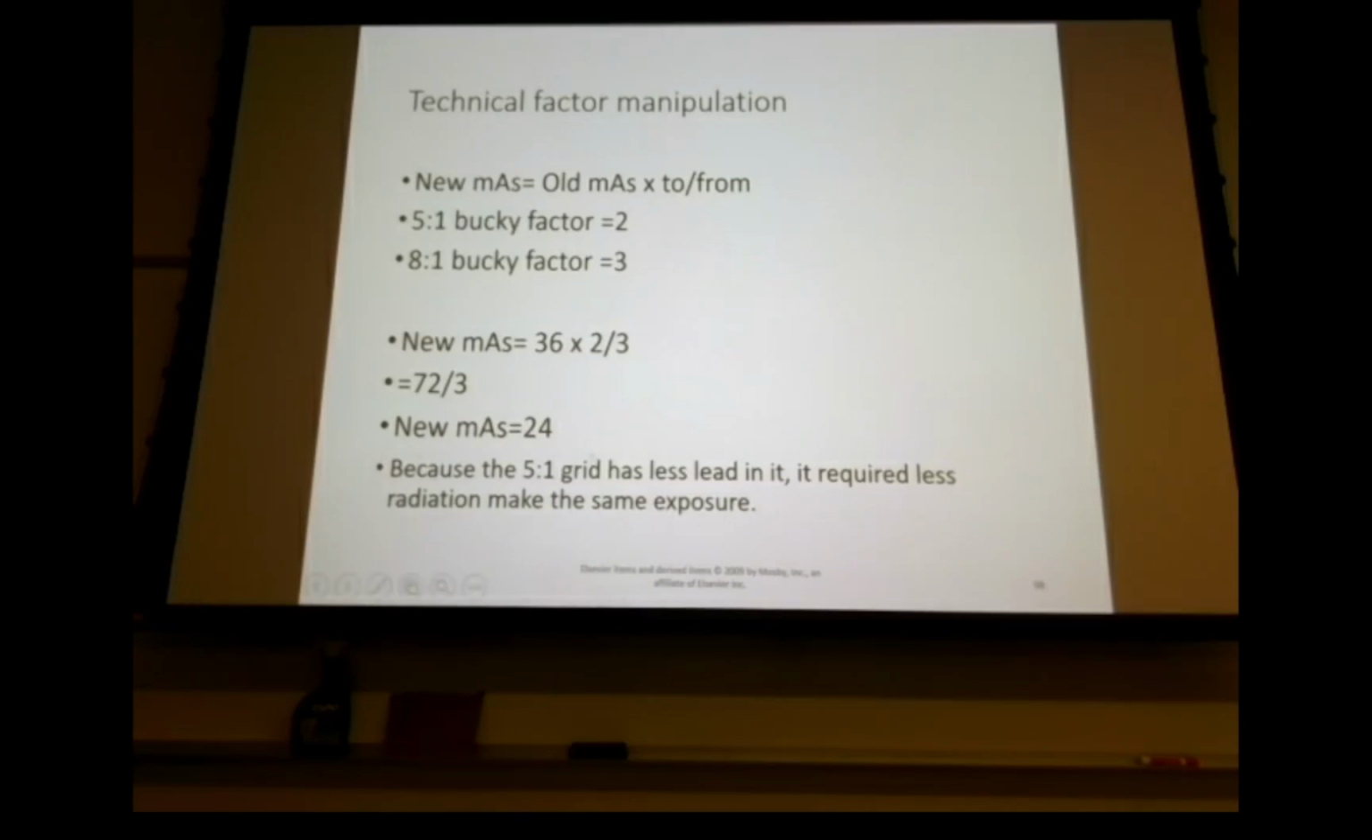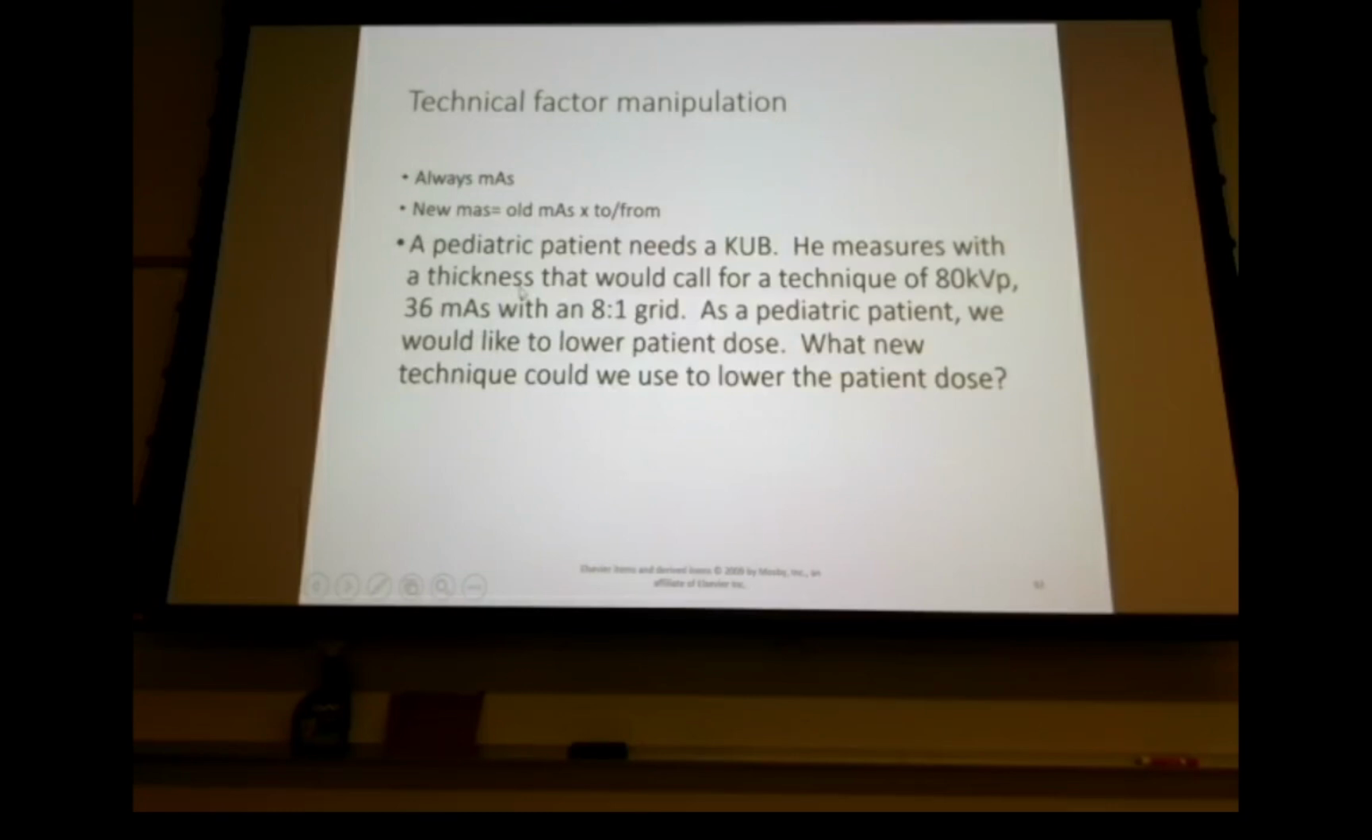No. On this, what you would do is, let's say we got a pediatric patient who needs a KUB, requires measures with thickness that would call for a kVp 36 mAs, 8:1 grid. But it's a pediatric patient. We want to use lower dose, so how would we accomplish that? You lower your grid. You lower your grid.